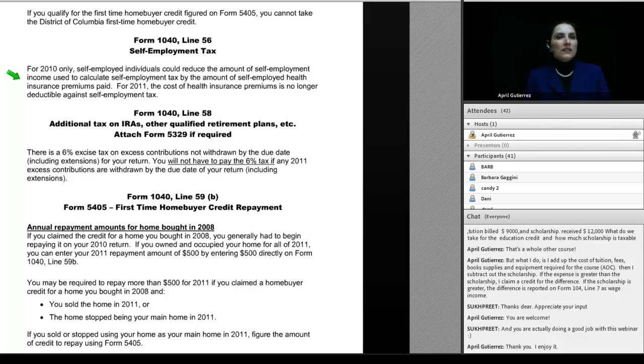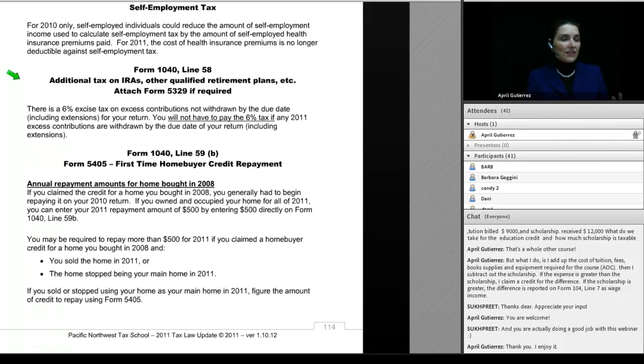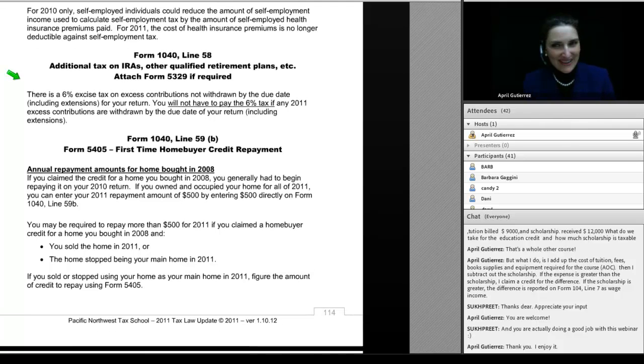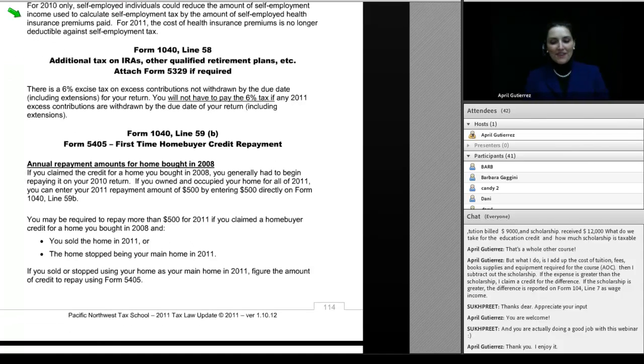Well, for 2010 only, you were allowed to reduce the amount of income that you paid self-employment tax on by the cost of your health insurance. That was 2010 only. So don't be going around thinking you can do it in 2011, because you can't. So that's my update on the self-employment tax. It's back to the way it always was, and forget 2010 ever happened.